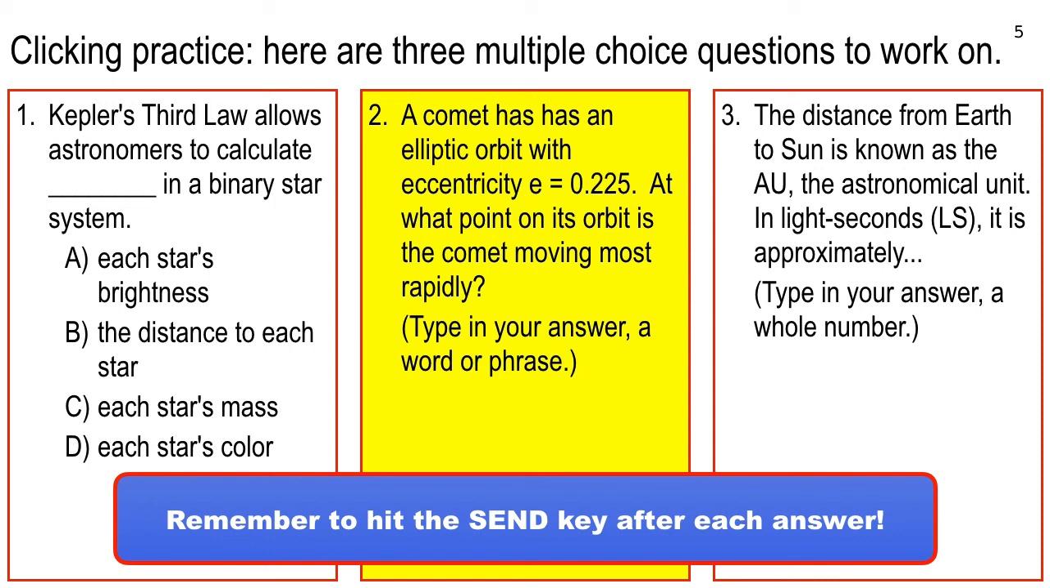I just wrote in the word perigee. That's fine. And then I hit the send key. Number 2, the distance from Earth to the Sun. You don't need commas because it's 500 light seconds. I don't know, maybe you were thinking about kilometers or something.